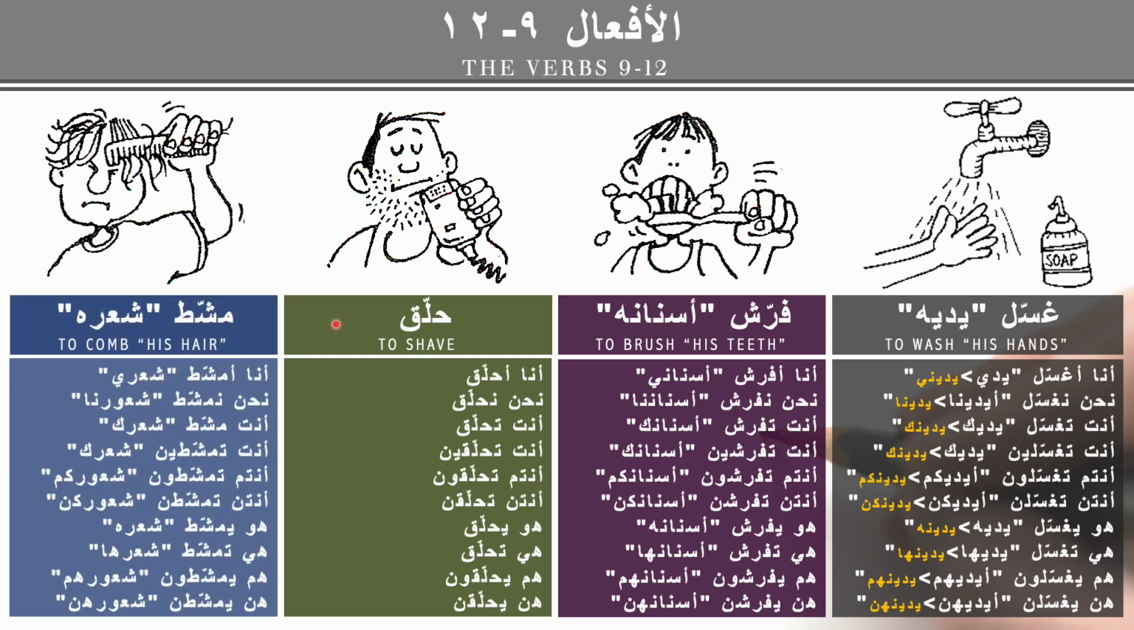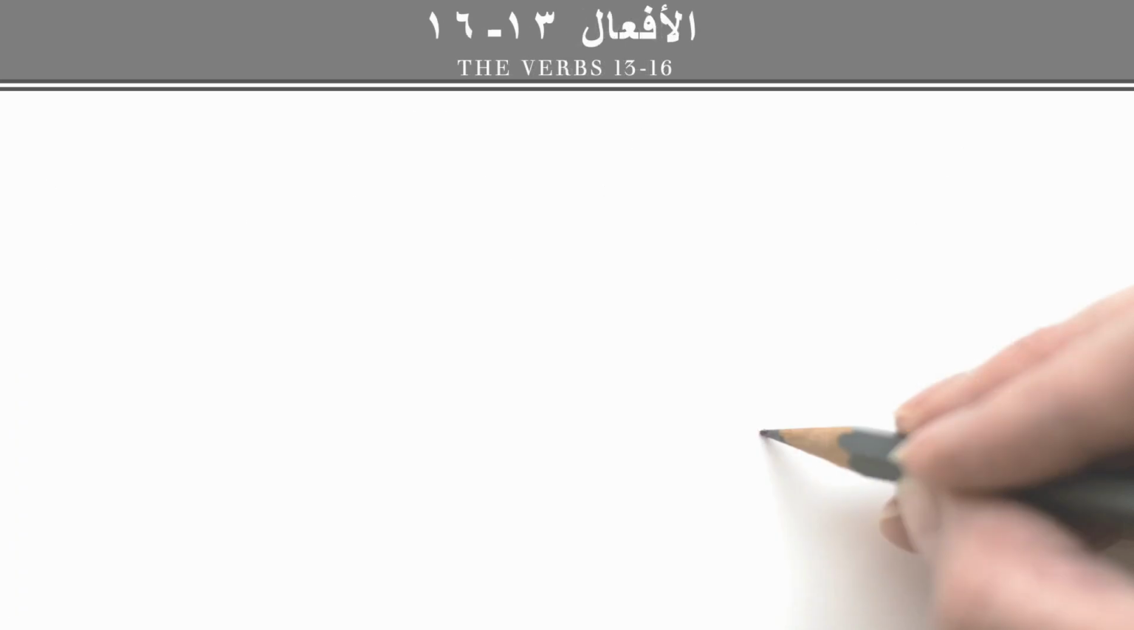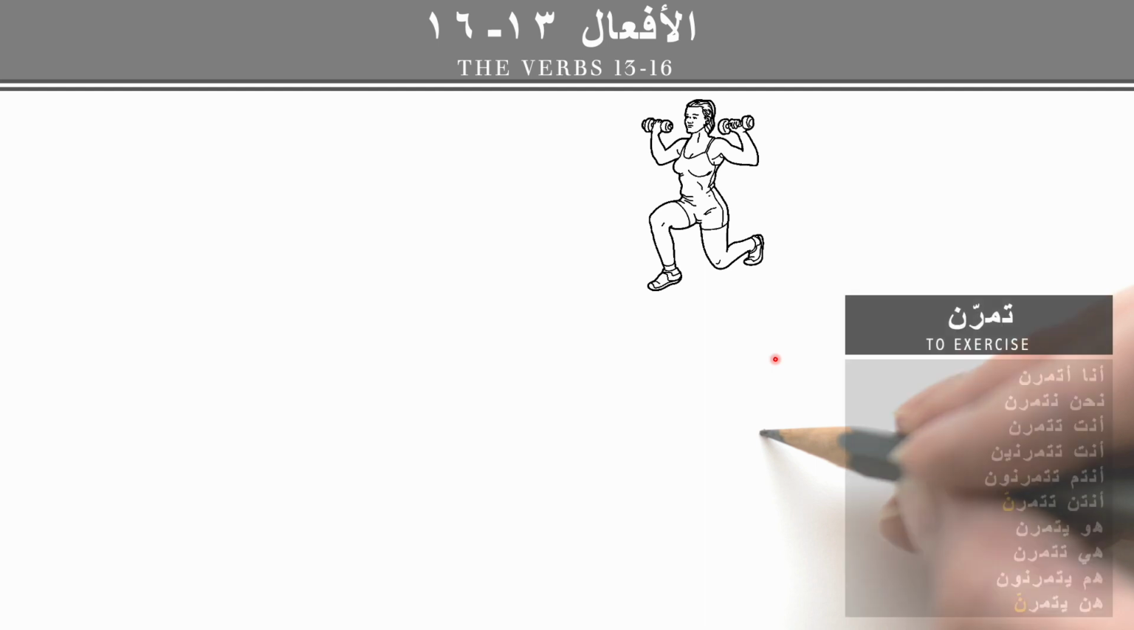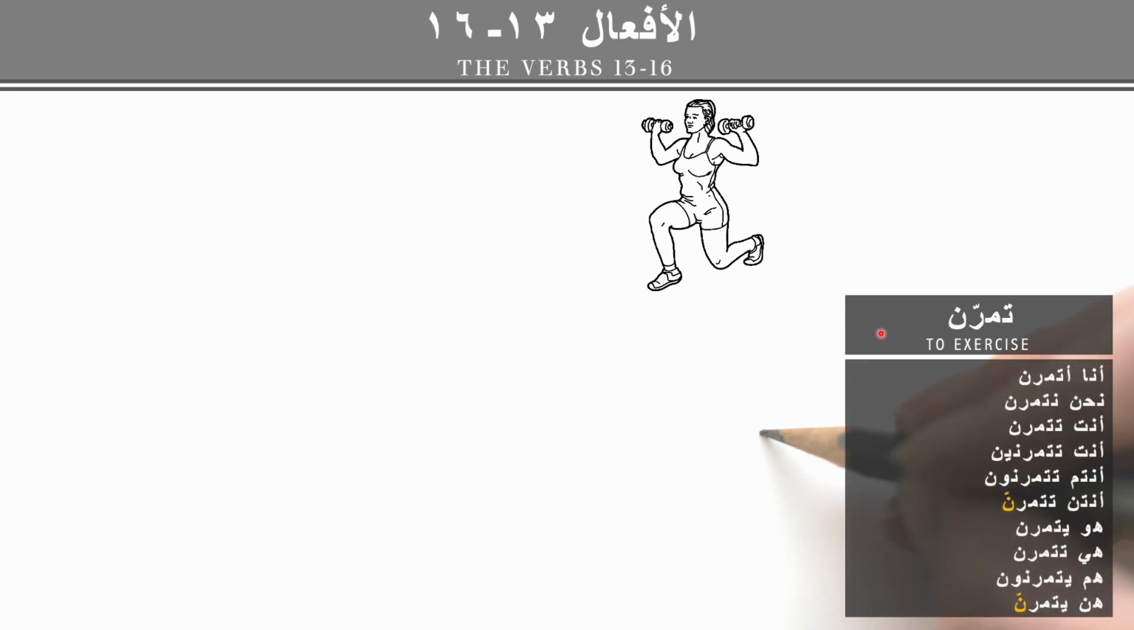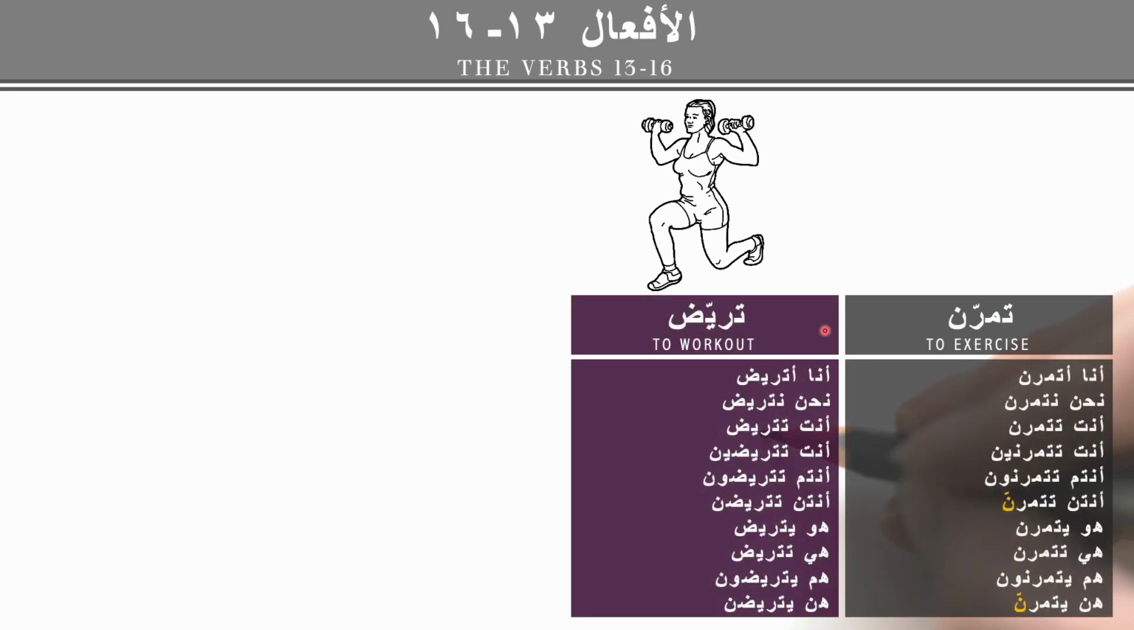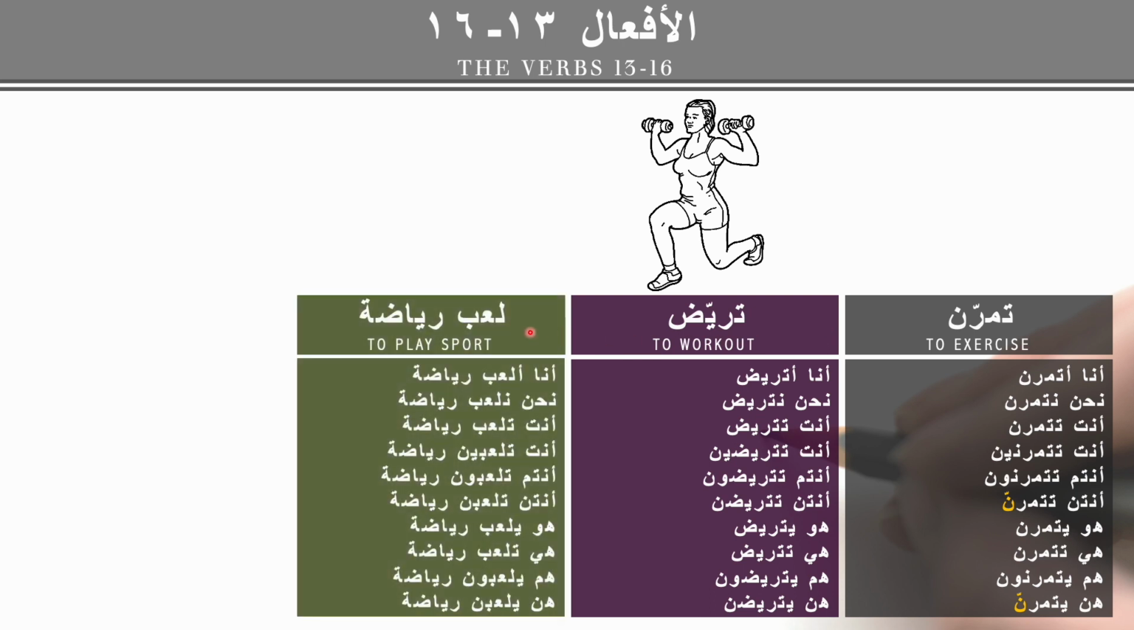The next one, to comb. To comb is مشط. It has to be with شدة on شاء. مشط, to comb. His hair, شعره. The next one will be the verb to work out or to exercise. There are different ways in Arabic to say to work out or to exercise, similar to English. The first way is تمرن. The second way, تريض. تريض is from رياضة, which means sport. تريض. The next one, لعب رياضة. Play sport.